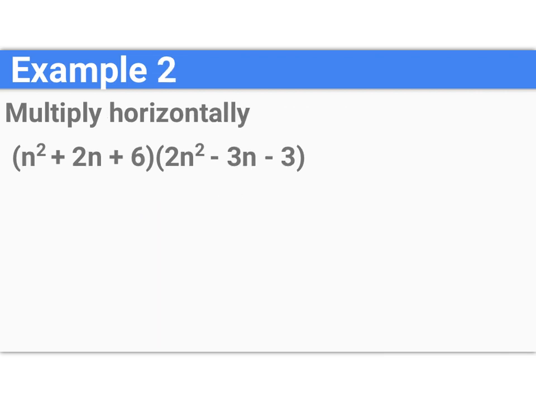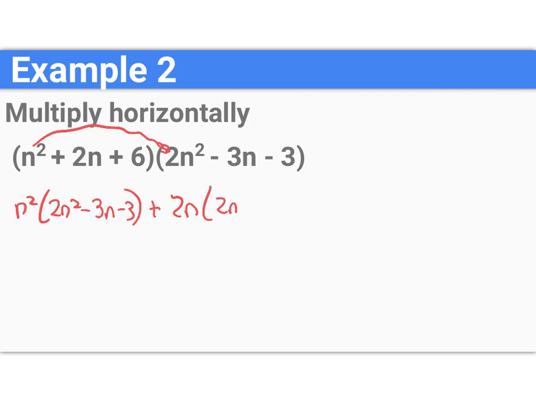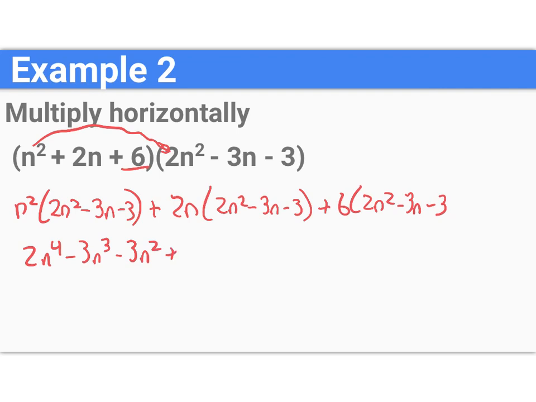So if we multiply horizontally, basically I am going to distribute the n squared first. So let me write it out like I did before with binomials. N squared times 2n squared minus 3n minus 3, plus 2n times 2n squared minus 3n minus 3, and then plus 6 times 2n squared minus 3n minus 3. So n squared times 2n squared is 2n to the fourth minus 3n cubed minus 3n squared. Then 2n times 2n squared is 4n cubed minus 6n squared minus 6n, plus 12n squared minus 18n minus 18.